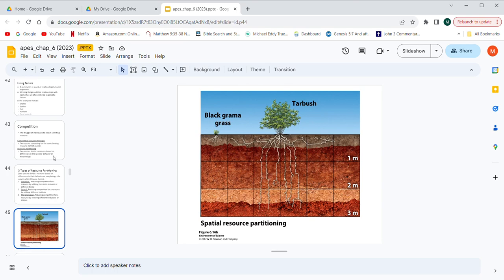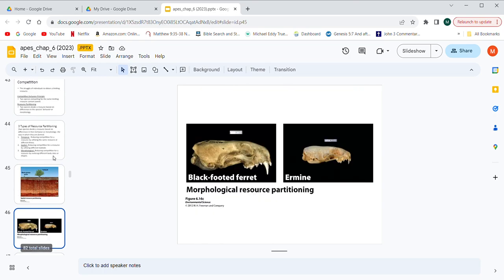Here's just an example of spatial resource partitioning. The tar bush will go much farther down, basically getting the same resources from a different area of the soil. Here is the morphology of a black-footed ferret and an ermine. They're going to consume different things. Hence, you can see, even though they're very similar species, the different morphology of them. Obviously, the black-footed ferret's going to consume much larger prey.